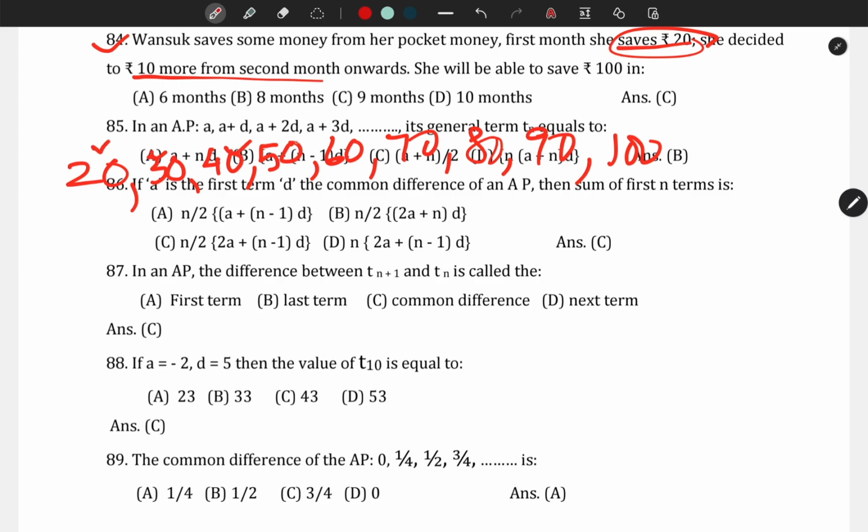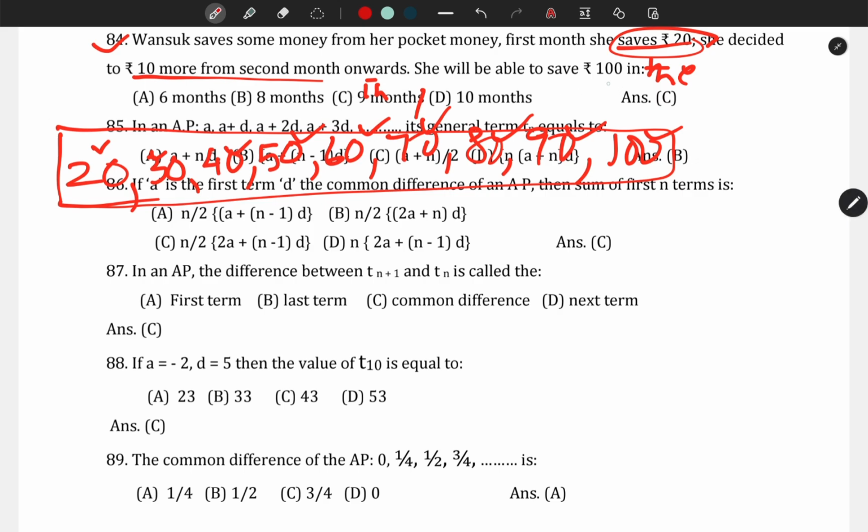First, second, third, fourth, fifth, sixth, seventh, eighth, ninth. Okay, so in the 9th month. It should have been in which month, 9th month, not in 9 months, because in 9 months altogether she will be saving much more than 100. In that case, you have to find the sum of all this by using the sum formula. But the question should have been in which month she is saving rupees 100.